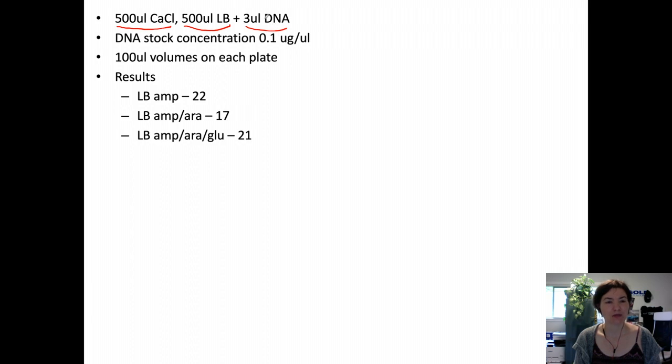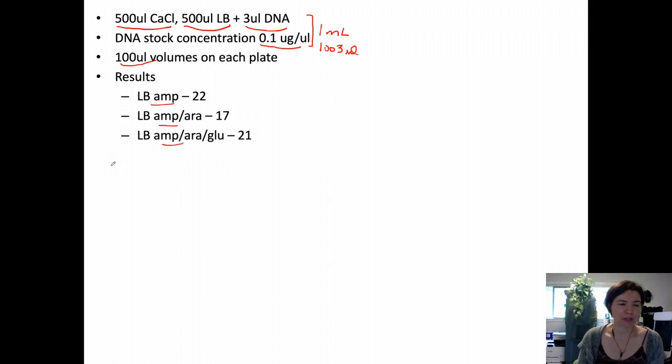Now the stock concentration of this DNA is given here. And then after this whole thing is put through the reaction, the total volume is roughly 1 mil. 500 microliters plus 500 microliters is 1,000, which is 1 milliliter, and it's really actually 1,003, but for a test, you can round up to 1,000. And then of this 1 mil, or 1,000 microliters, 100 microliter volumes are put on these 3 plates, and these are the results.